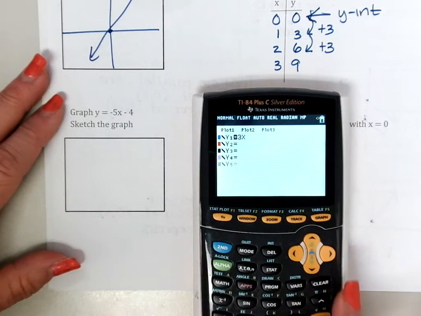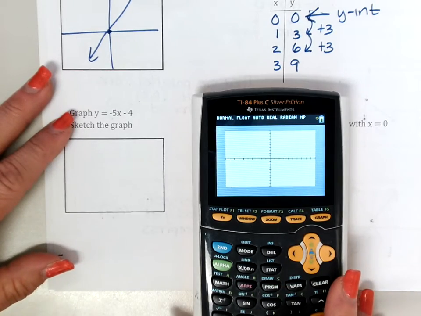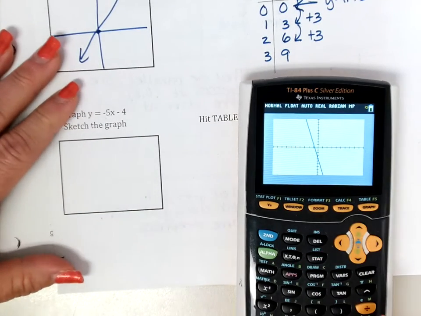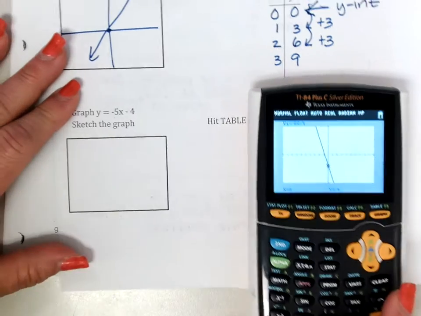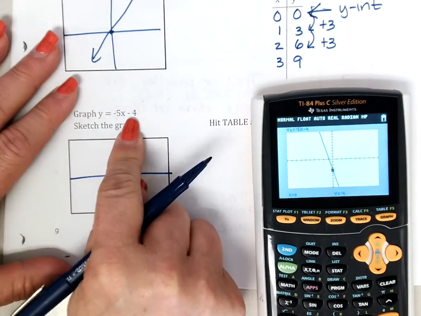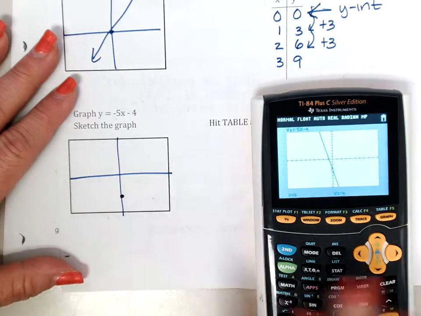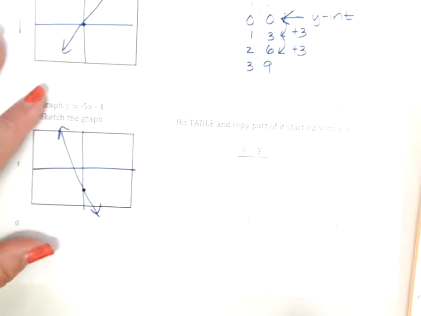Hit y equals and clear that out, and this time let's type negative 5x minus 4. So I'm going to hit trace. There we go. It's crossing at 0, negative 4. Do I expect it to cross at 0, negative 4? I do, because I see that I have a negative 4 here for my y-intercept. So let's say that it's somewhere around there. It is negative, so it is going this way.